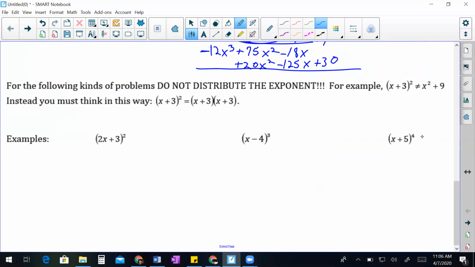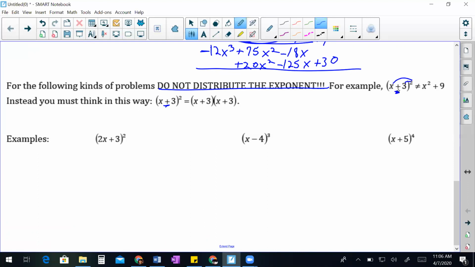There are special kinds of problems you have to watch for, especially after having had the exponent unit, where we distributed the exponent to pieces inside parentheses. This has addition. With addition and subtraction, we do not distribute the exponent. So you can't say x plus 3 squared equals x squared plus 9. You can't just distribute the exponent because of the addition.